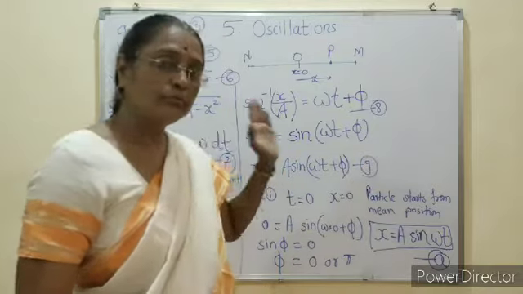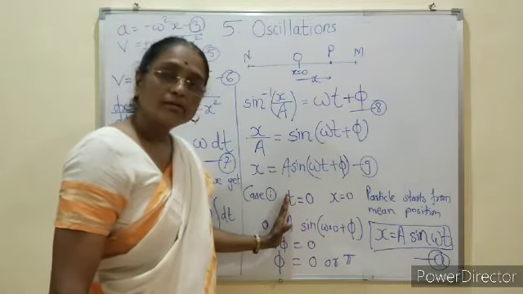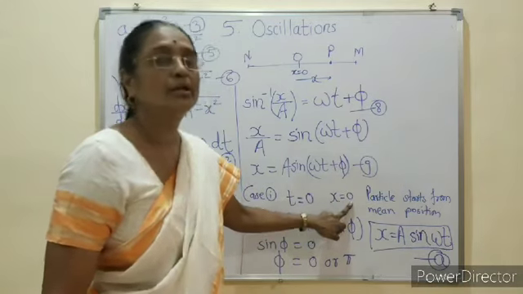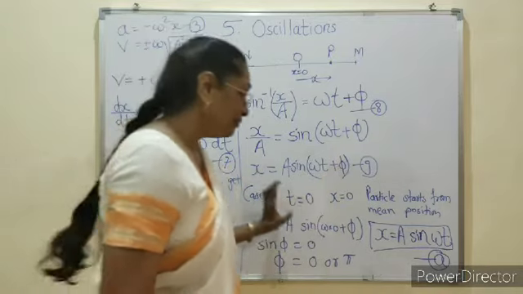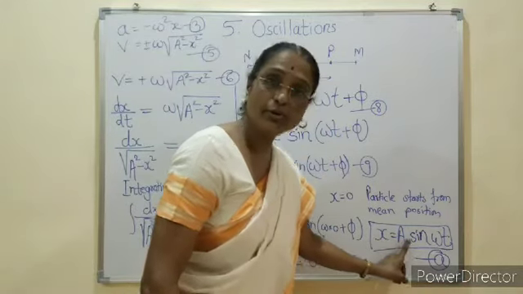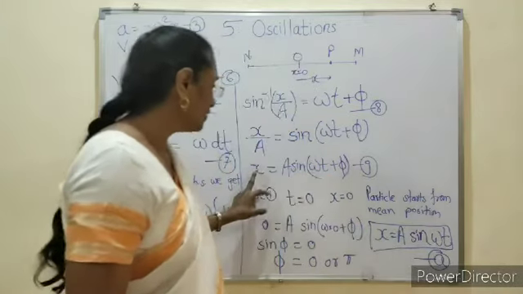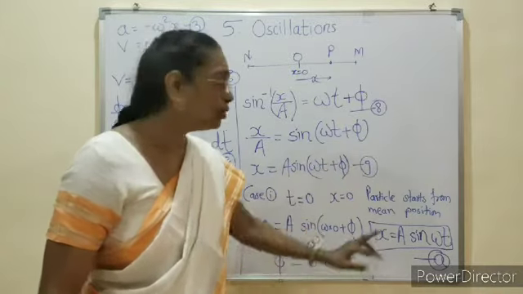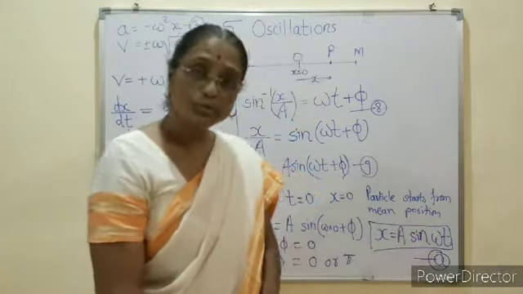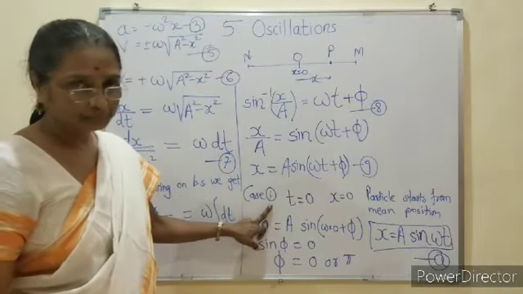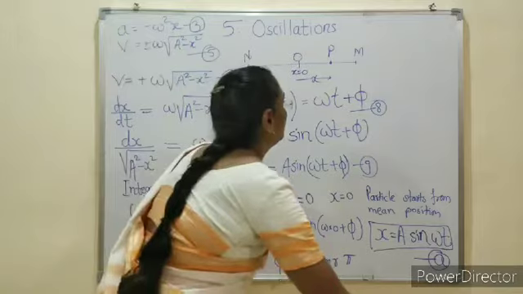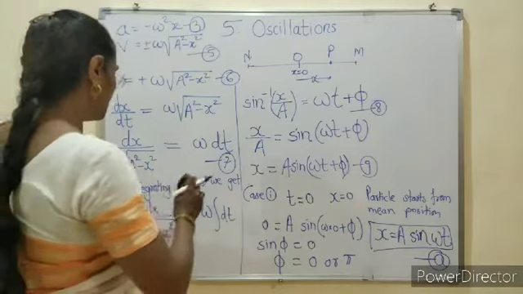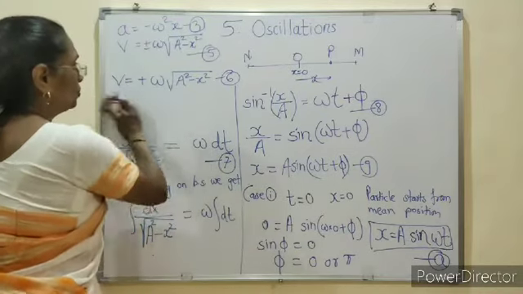It means that when we start observing, that time instant is 0 and the particle is at mean position, then for that situation we can use the expression x is equal to a sin omega t instead of x is equal to a sin(omega t plus phi). So we can take phi is equal to 0 when the particle starts from mean position. This is case 1. Now we take case 2.